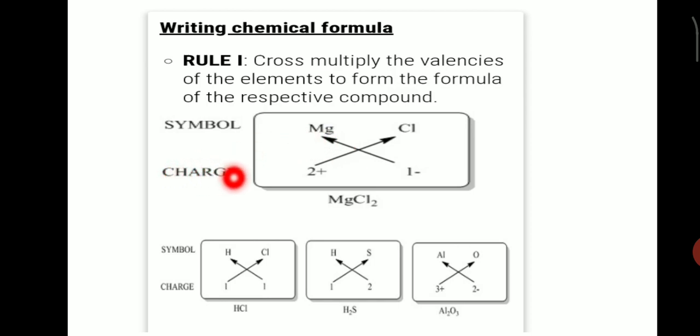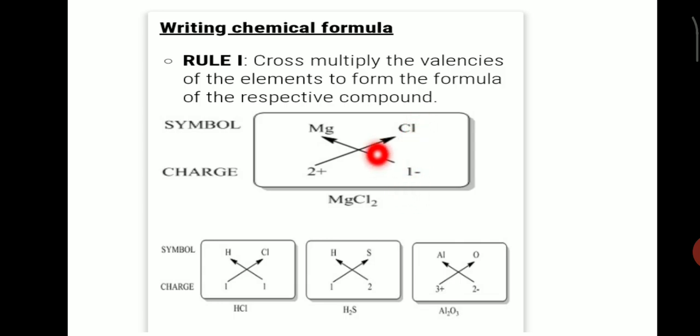Then charge. You can write charge or you can write it as valency. If you are writing valency, no need to write the plus or minus symbol. If you are writing charge, you specify the symbol. So it is better to write the valency here. Magnesium has the valency 2 and chlorine has the valency 1.